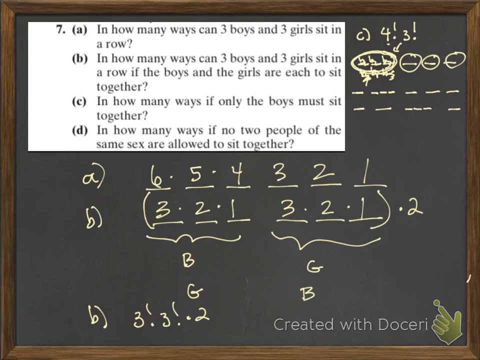Lastly, let me come down here and erase some of this so that we have more room. D, in how many ways if no 2 people of the same sex are allowed to sit together? Well, since we have an even number, the same number of both, we either start with a boy or a girl. So if we start with a boy, that means we have to follow by boy, girl, boy, girl, boy, girl. Wait, I think I have too many. How about that? There we go.